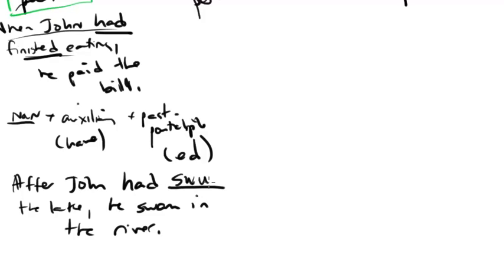Now this is one of those examples where it's a little bit more confusing. So, after John had swum in the lake, he swam in the river. So, what is the point here? The point is that you use had plus the past participle to denote something happening before something else. And we're going to see examples of that in questions.